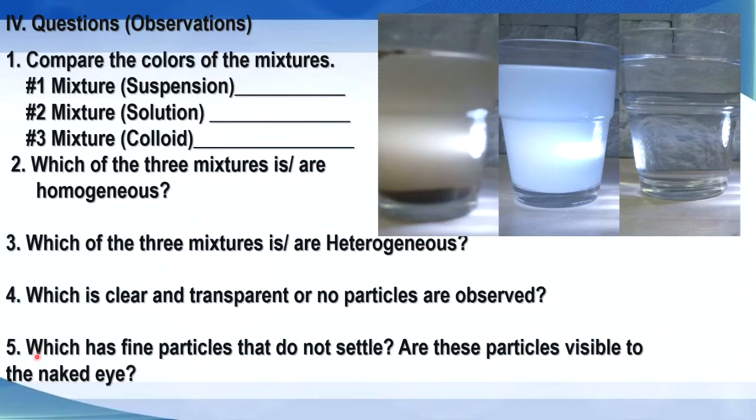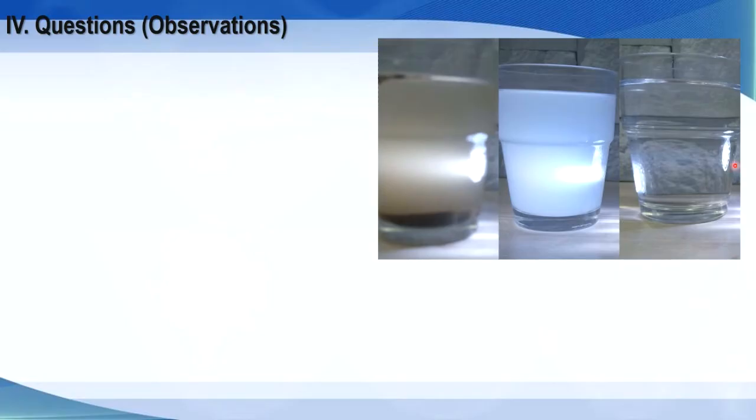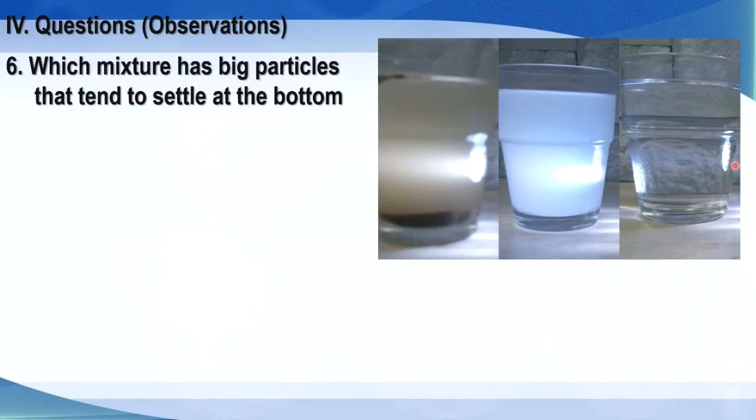So when we say naked eye, so yung mata nyo lang without telescope, without microscope, or any instrument na ginagamit natin. Okay, so saan diyan ang may mga fine particles na hindi nagsisettle? At ang tanong, ito bang mga fine particles na to nakikita ng ating mga mata? Okay, so kayo na yung magsagot niyan based doon sa activity na ginawa natin or doon sa video na pinanood ninyo or based dito sa picture na to. Okay? Okay, number 6. So which mixture has big particles that tend to settle at the bottom of the container?